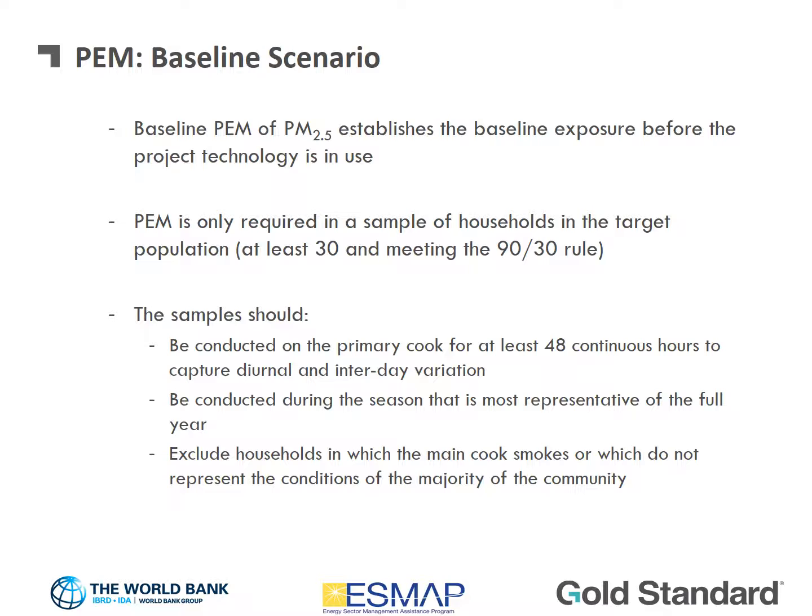So for example, if 10 out of 12 months are rainy, then it's better to conduct the measurements in the rainy season versus the dry season, even though it might be logistically preferable to take the measurements in the dry season. And households where the main cook smokes, or which are not representative of the community at large, should be excluded.